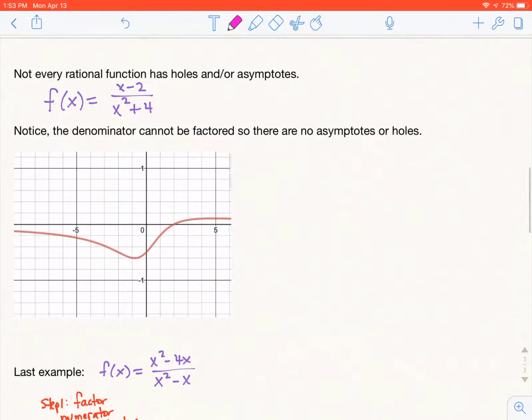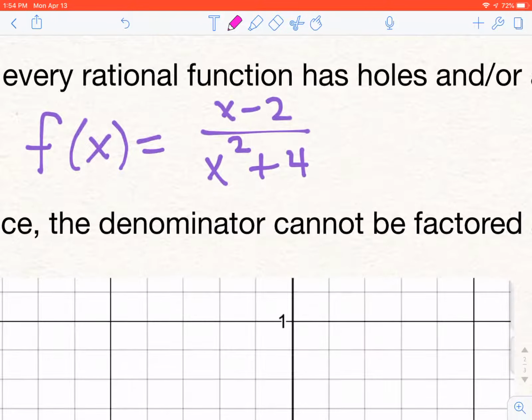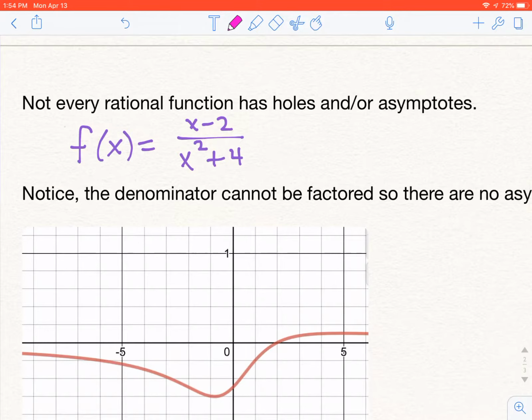Now, you may say, well, I can do this, but remember, not every rational function has holes or asymptotes. It might have holes, it might have asymptotes, it might have both, it might have neither. So here's an example that has neither holes nor asymptotes. Notice I cannot factor x squared plus 4, can I? No, because it's the sum of two squares. Well, I can if I use imaginary numbers, but that's all done and over with. So no factoring. So that means no place does my denominator equal 0. So my domain is all reals.